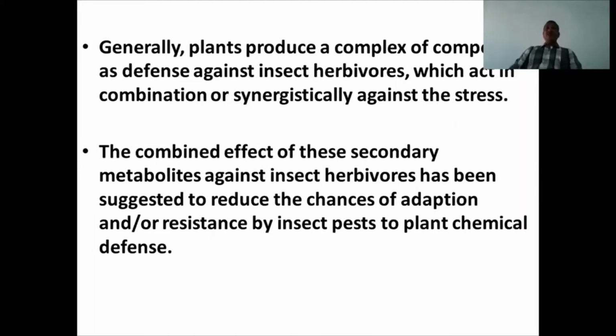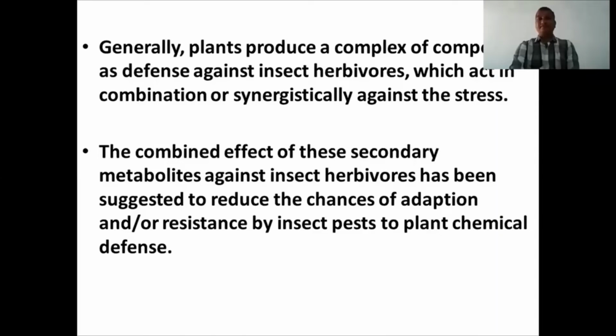And generally it is said that these metabolites or compounds not only play an important role in plant defense against insects, but also play an important role in stress, like abiotic stress. Different kinds of abiotic stresses are there. In abiotic stress also, these chemical structures help the survival of the plant. They are very important.